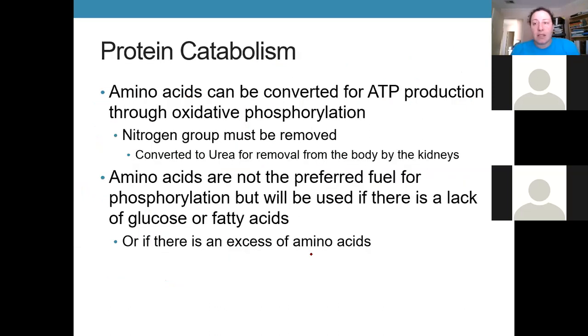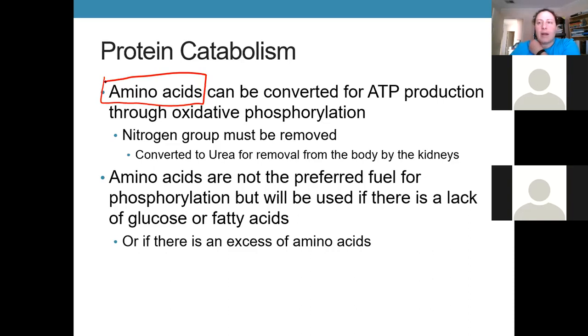Okay, so let's look at how proteins are dealt with by comparison. In order to get into our bloodstream, proteins are broken down all the way into individual amino acids to be absorbed. So when we talk about catabolism, we're looking at the catabolism of amino acids. A lot of amino acids can be used in oxidative phosphorylation, so we can burn them for fuel.